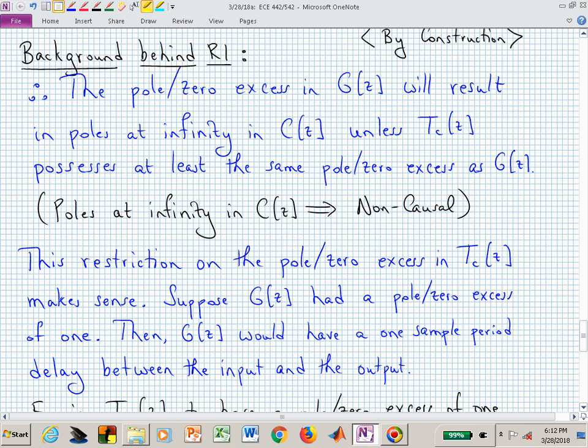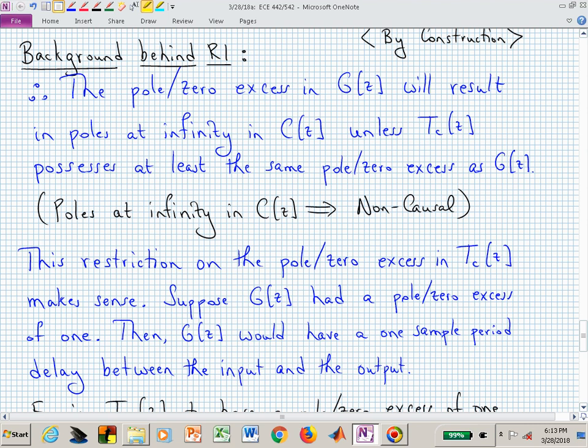And are we clear what that means? If your controller is not causal, that would mean that somehow it can predict the future. It can start moving before you even give it any information. That's not going to happen, is it? So we need C of Z to be causal. That's the whole point behind restriction 1. Just keep that in mind. Restriction 1 says the controller needs to be causal.